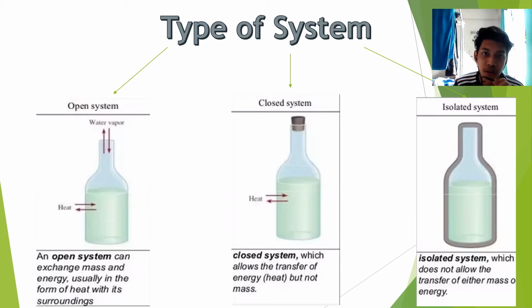Next, we are going to describe the types of systems. The first type is the open system, which exchanges mass and energy, usually in the form of heat, with its surroundings. This type of system allows the transfer of both energy and mass. Next is the second system, the closed system, which only allows the transfer of energy but not mass. And the last one is the isolated system. This type of system does not allow the transfer of energy and heat.